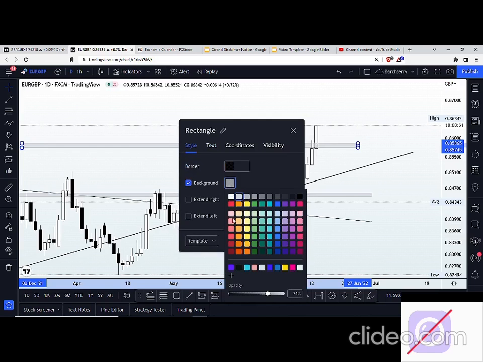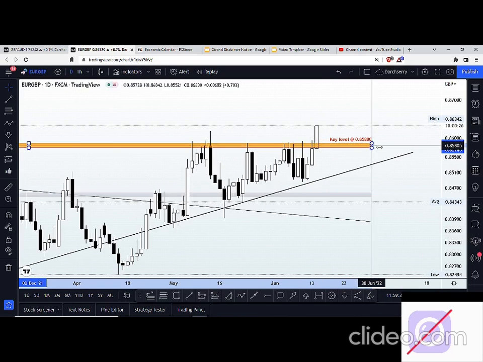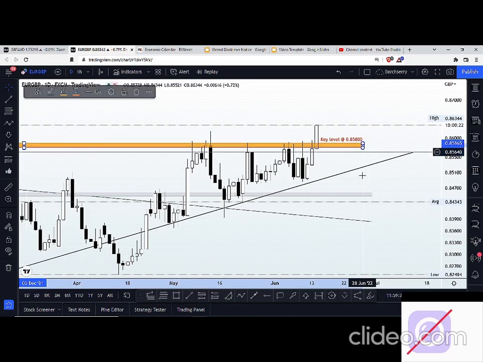So allow me to make this a key level. Let's label it key level at 0.85800, I think. Yes. And let's place it on the right hand side so that we can see it on the lower time frame once we move to the lower time frame. So we have it around here. Let's do it like this.